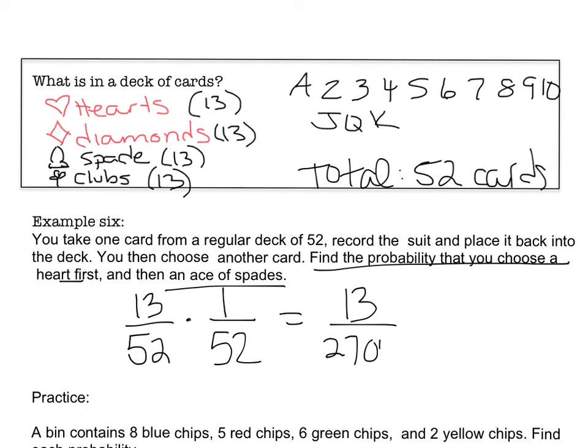2,704. And then I'm going to just take 13 and divide it by 2,704, which gives us a decimal of that. To find the percent, we move it over twice, so it's 0.48. So it's about a 0.5% chance that you would actually pick a heart and then the ace of spades.